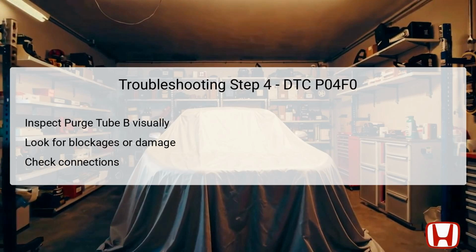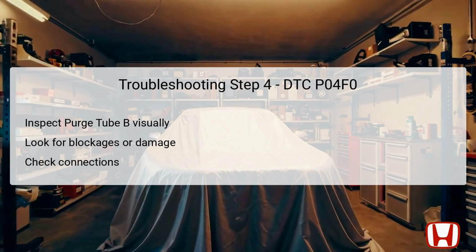In this step, Purge Tube B must be visually inspected for any obstructions, leaks, or physical damages that could hinder its operation. This tube connects the evap canister purge valve to the nozzle, and any defect could severely impact vapor flow. The inspection should encompass a thorough review of all connections, ensuring they are secure and free of debris. If any issues are found, the tube may need to be replaced.